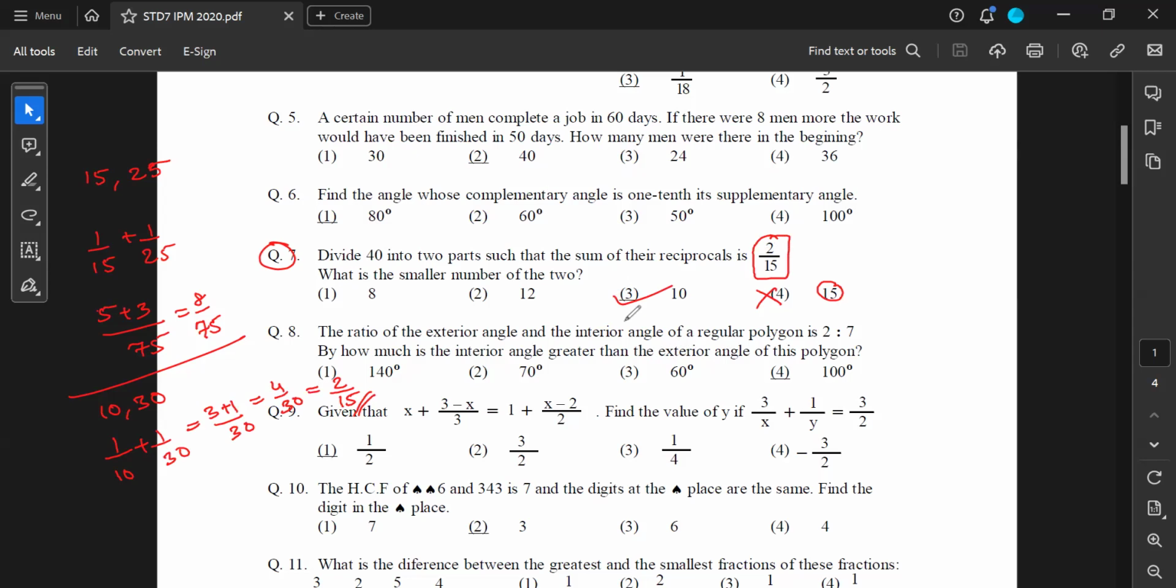Excuse me, sir. So basically, if you take the 10 as the answer, your answer is coming as 2 by 15, but you didn't reciprocal it. Beta, reciprocal means 1 upon the number. 10 is the actual number. Oh, you did. So, okay. Thank you, sir. Thank you, sir.